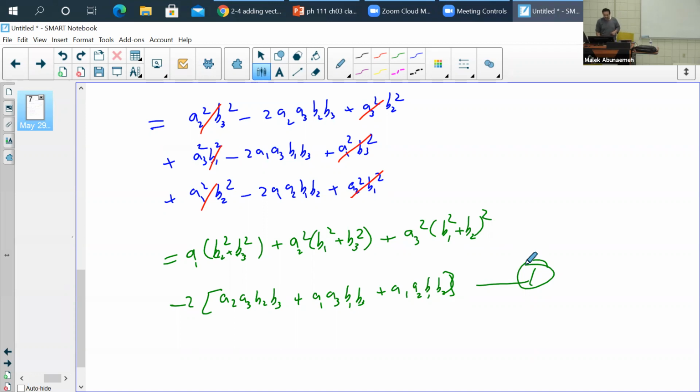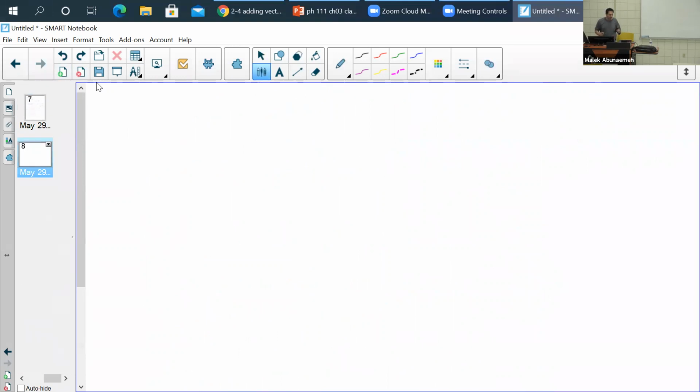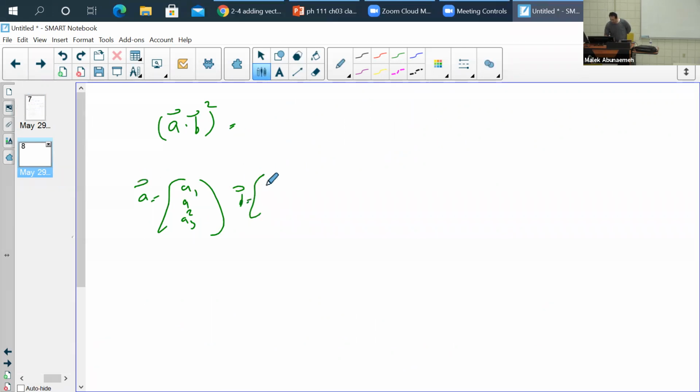Now let's do the same thing for the dot product. Let's open another page. So let's say you need the dot product squared, A dot B squared. What's that going to be? Again, A is A1, A2, A3, and let's say B was your B1, B2, B3. So A dot B squared is going to be equal to A1B1 plus A2B2 plus A3B3, squared up.